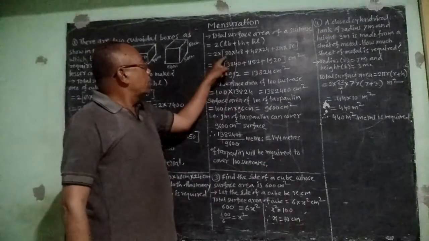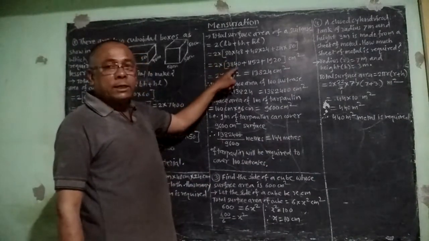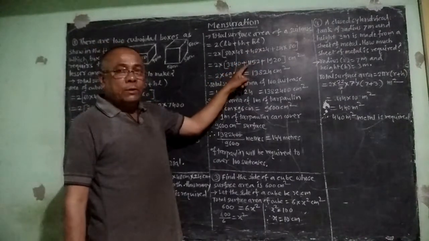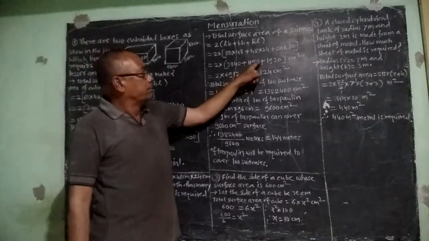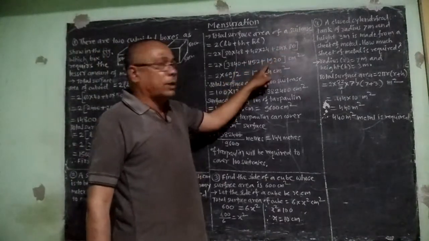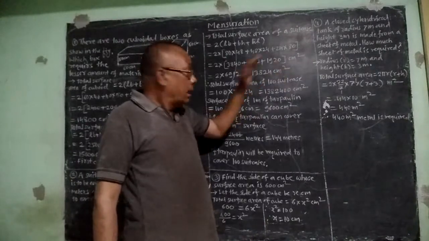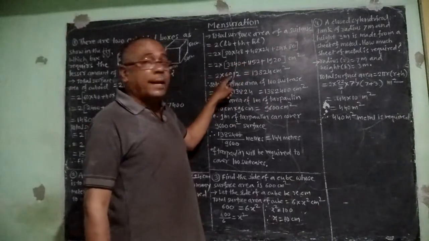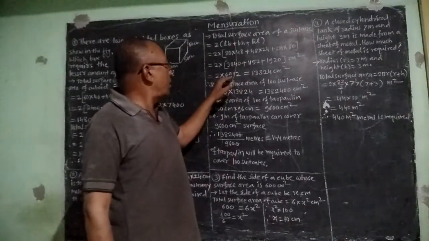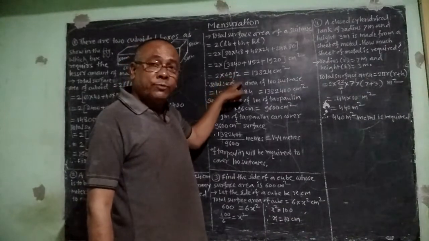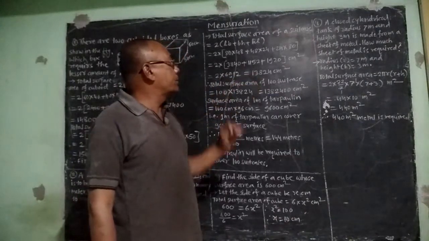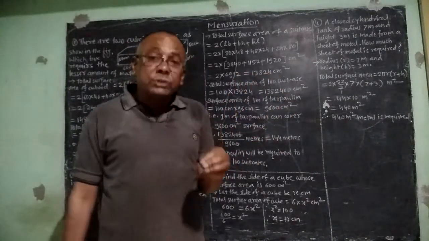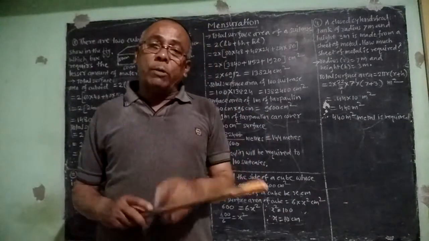The product of 80 into 48 is 3840, plus 48 into 24 it will be 1152, plus 24 into 80 it will be 1920, and the sum of the terms in the bracket will be 6912, and we have to multiply 6912 by 2. Then we will get the multiplication 13,824 centimeter square, which is the total surface area of the one suitcase.